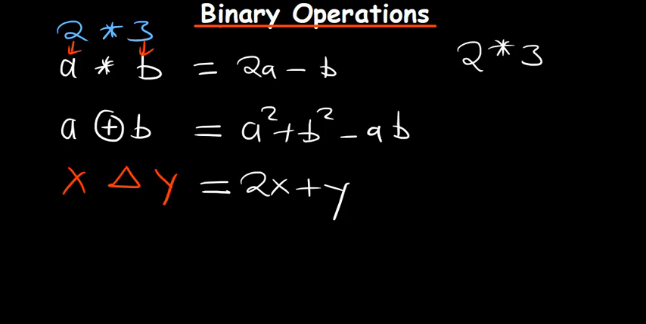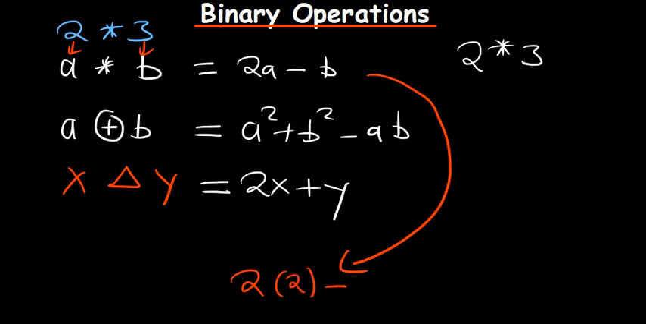So how is that going to come out? Wherever there is a, we're going to put a 2, and then minus wherever there is b, we're going to put a 3. So we're going to have 4 minus 3, which is equal to 1. That's how you perform binary operations.